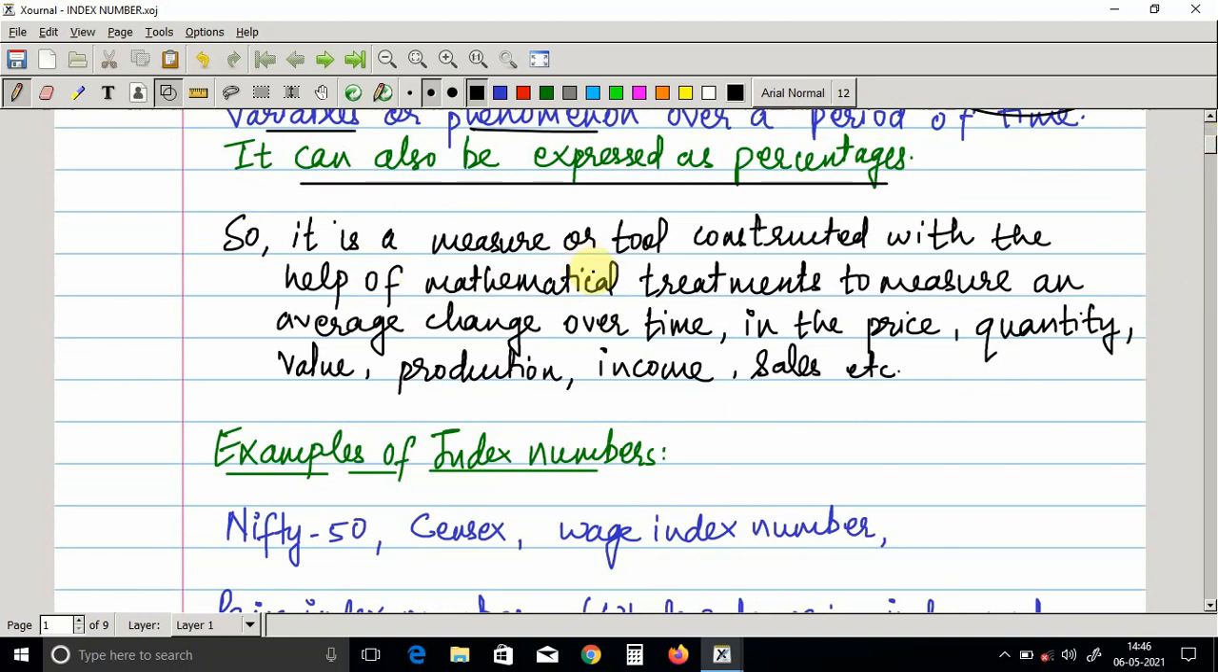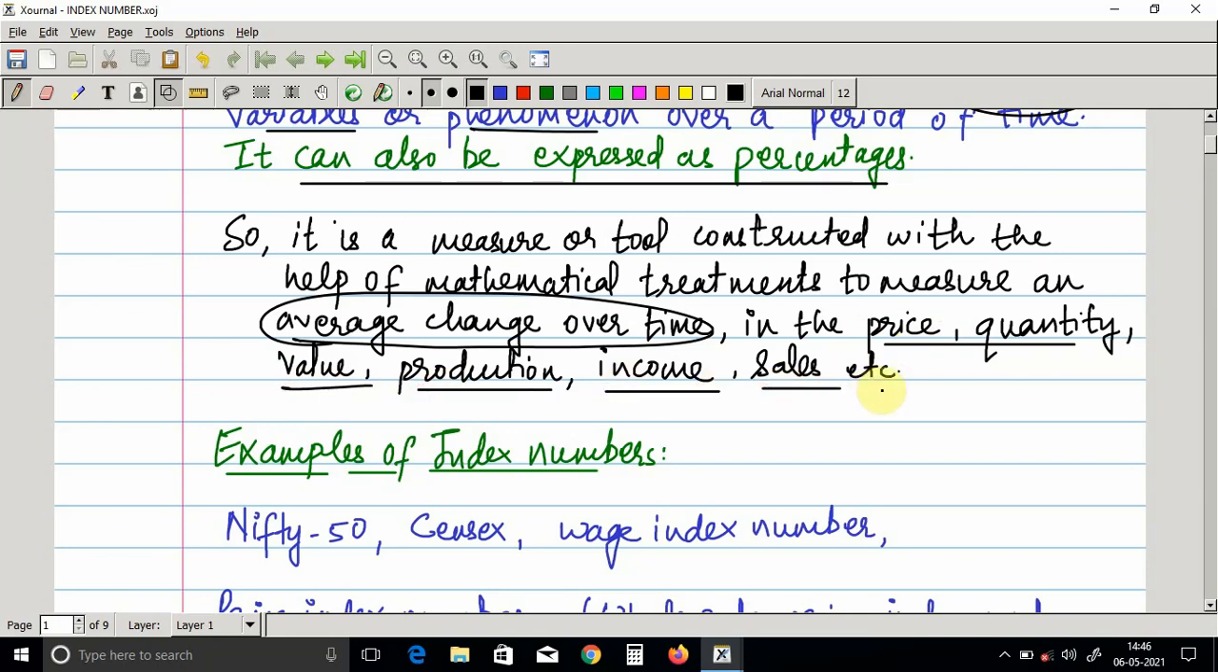It is a measure or a tool constructed with the help of mathematical treatments to measure an average change over time in price, quantity, value, production, income, sales, etc. There are so many definitions defining index number.